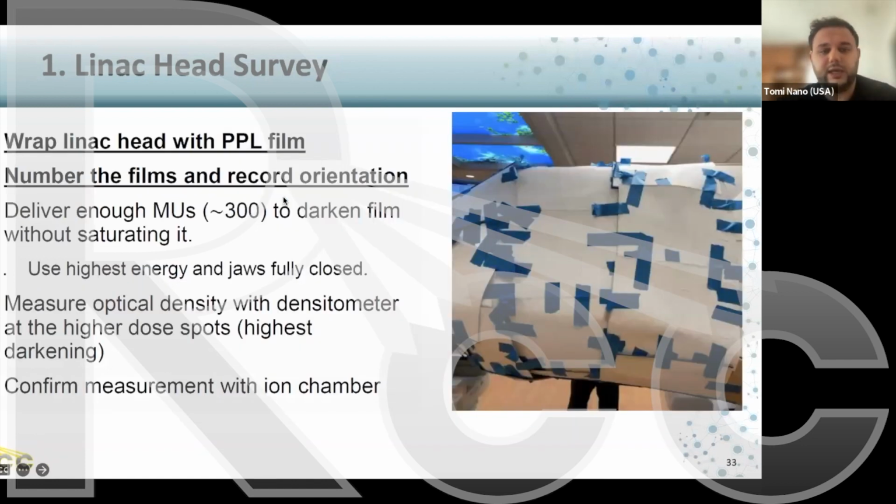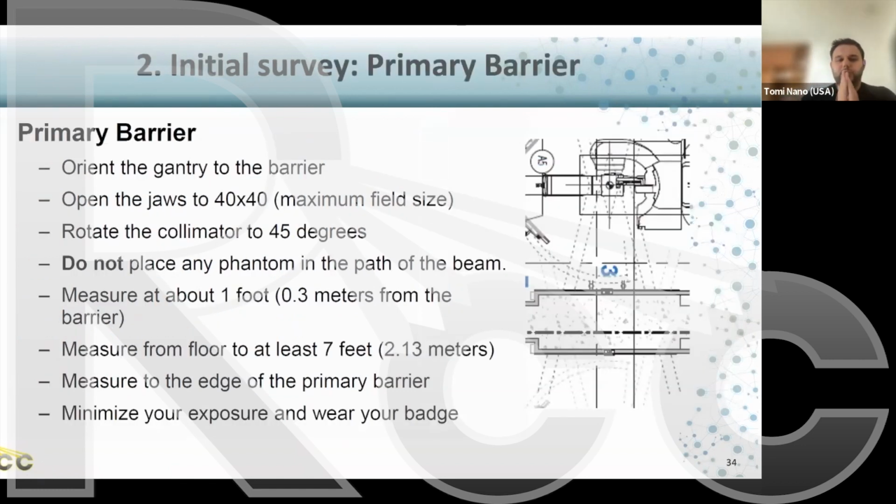So the way that you would do this is you would wrap the Linac head with a number of films like this, and then you would deliver a certain amount of MUs, 1,000 MUs, 300 MUs, but really you want to be able to just see if there are any dark spots that stand out in the films without saturating the films. Most films have a dose limit of about 2 to 5 gray, so you want to make sure that you're not saturating the film. Then you would read the films, and if there is leakage, you can place an ion chamber near there to make a measurement. All right, so that was how you would look at leakage from the Linac head.